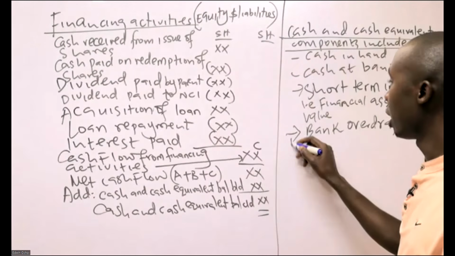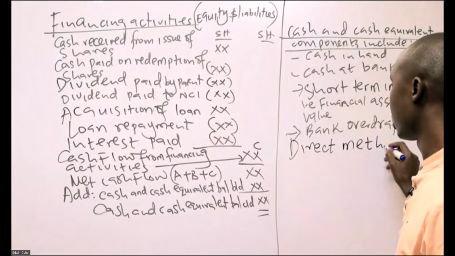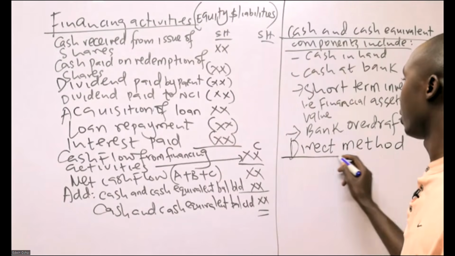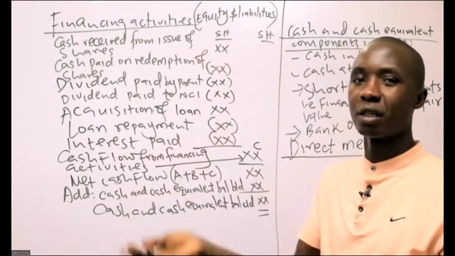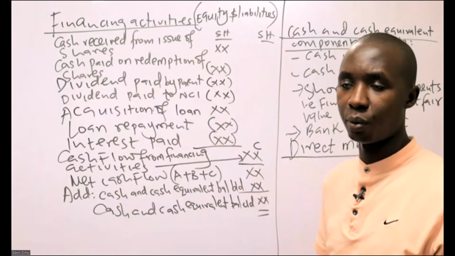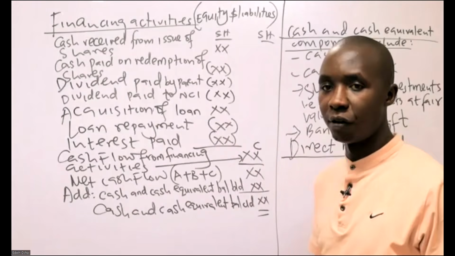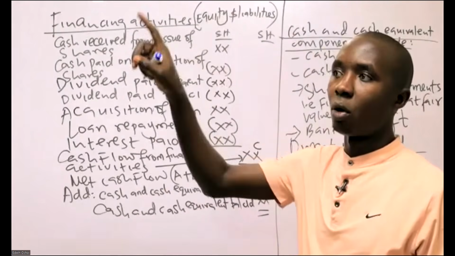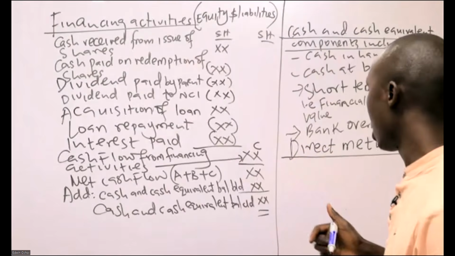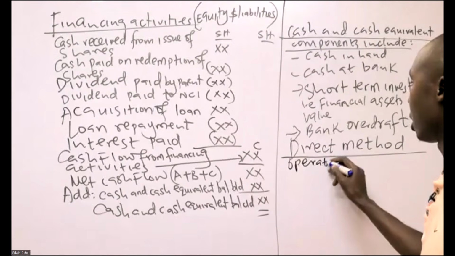Now for the direct method, right now we are doing direct. I don't want to write a lot of headings here and there. You know that there is always a heading in every statement you present. The only part which will be a bit different from what we have presented is the operating activities. How will the operating activities look when presenting using the direct method?